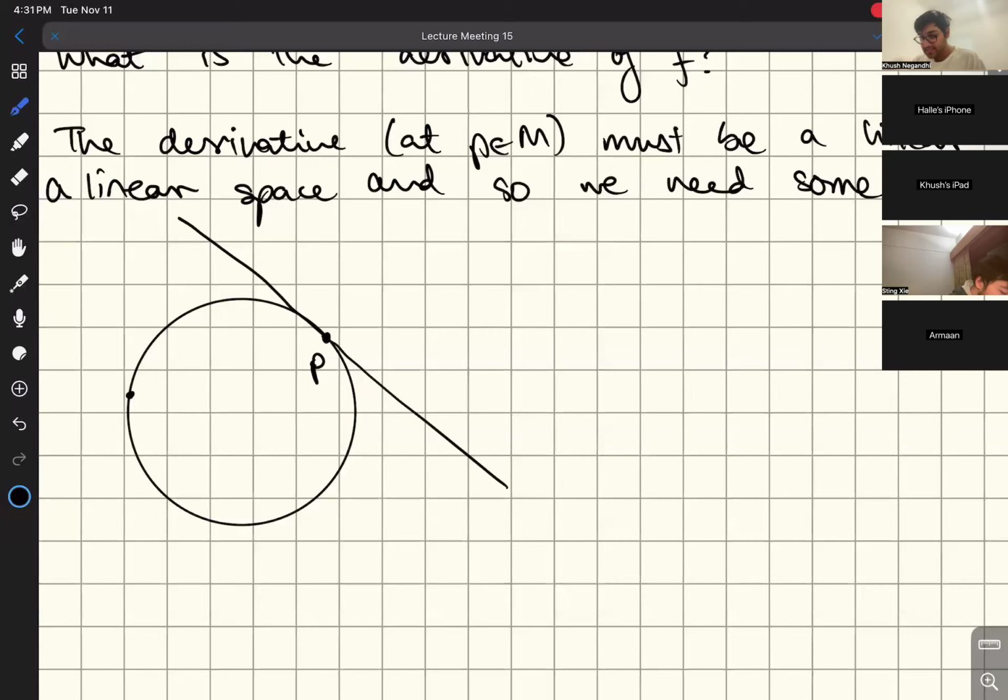And then if we move to this other point over here, and we want to look at this tangent line, this vector space looks like this. So you see how this vector space and this vector space, even though they look the same, they're not actually the same vector spaces. They're only the same up to isomorphism. Does that make sense?